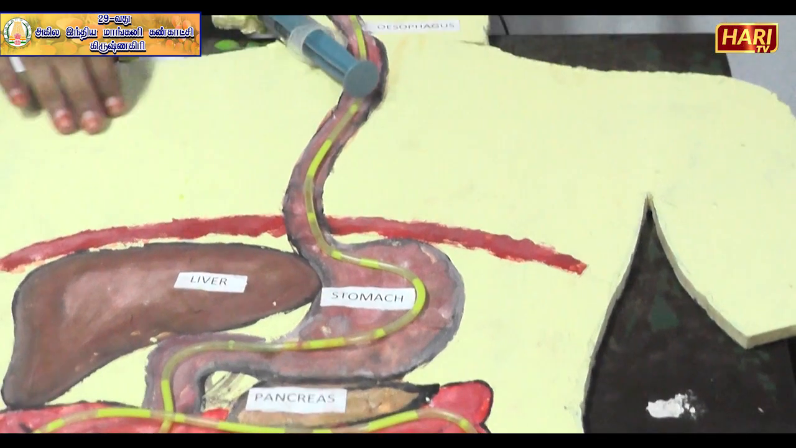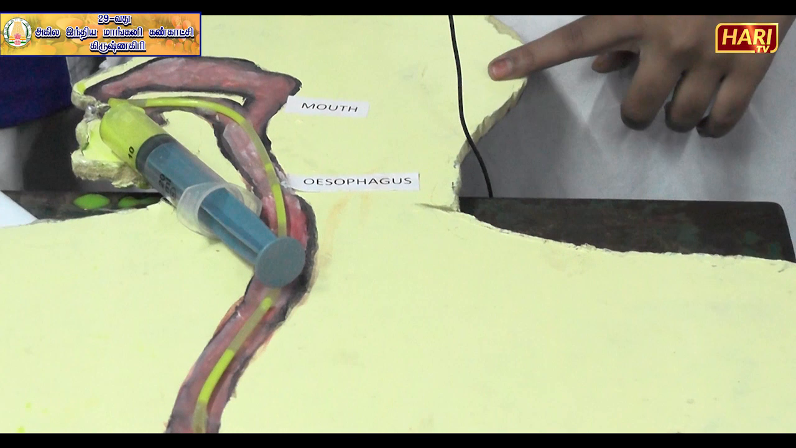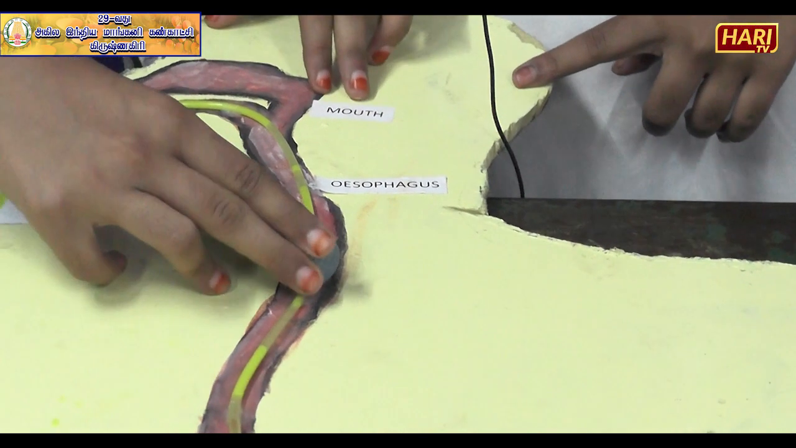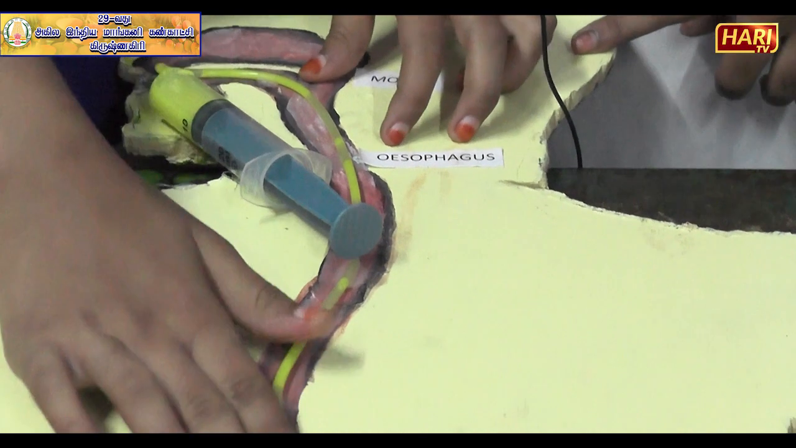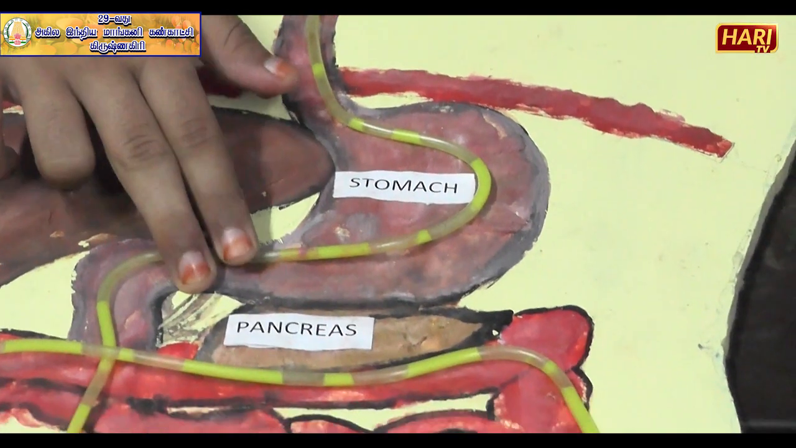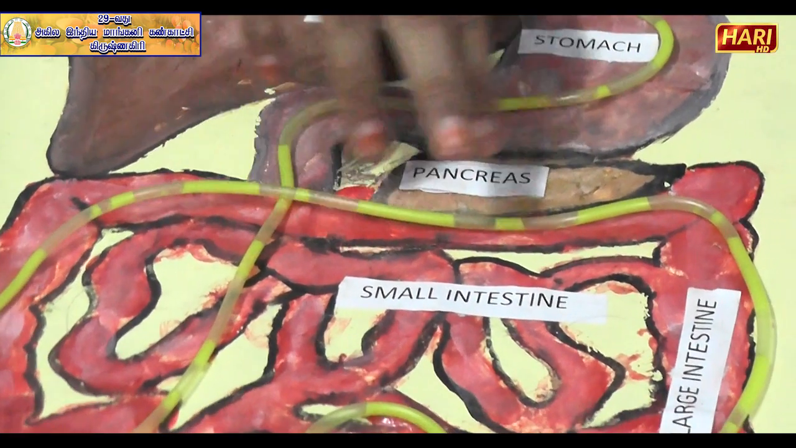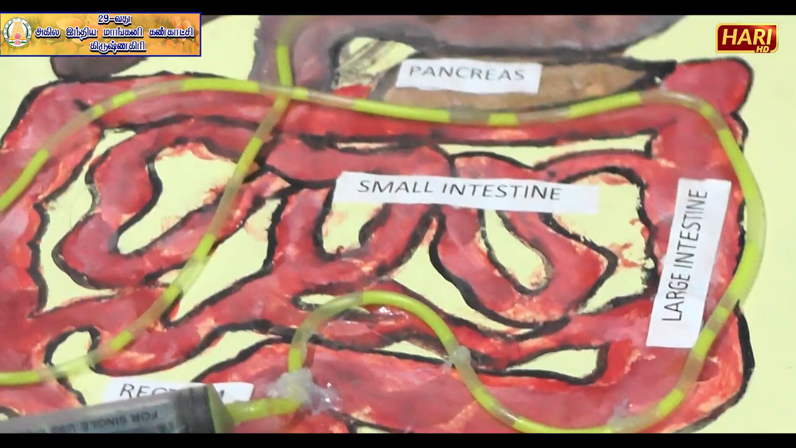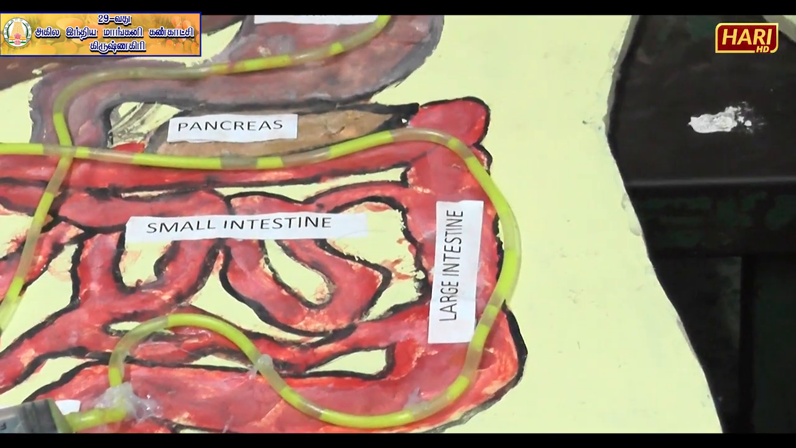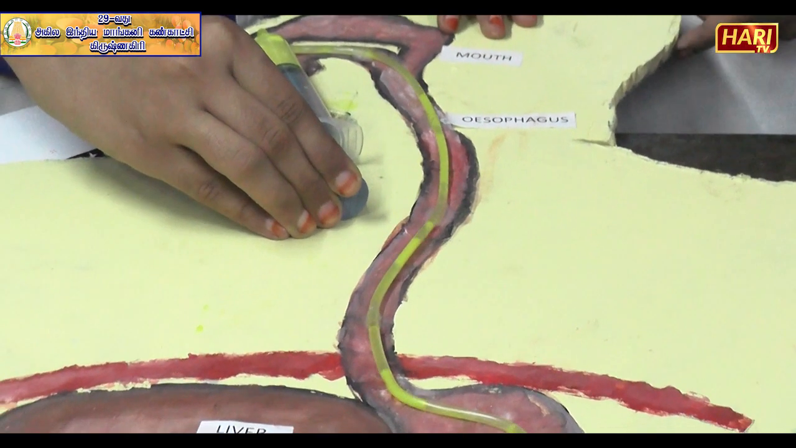The function of the digestive system is to digest and absorb food materials. Its parts are the mouth, esophagus, stomach, liver, pancreas, small intestine, large intestine, rectum, and anus. Now let's see the working of the digestive system. It works very slowly in our body.